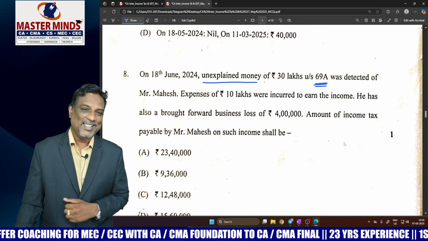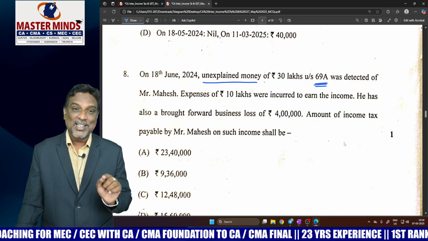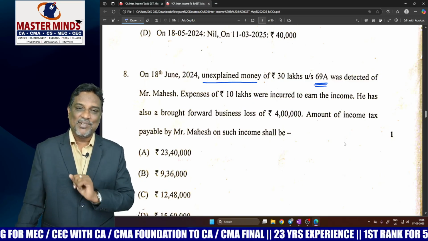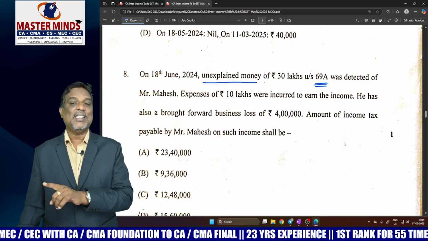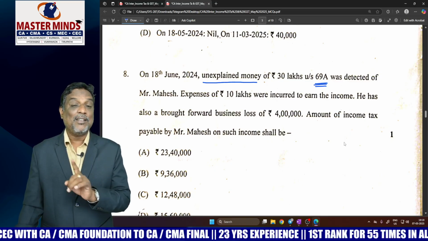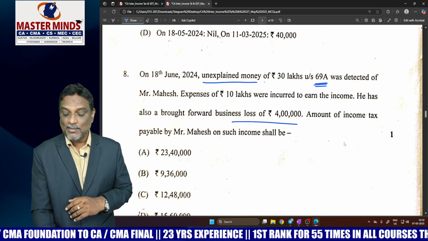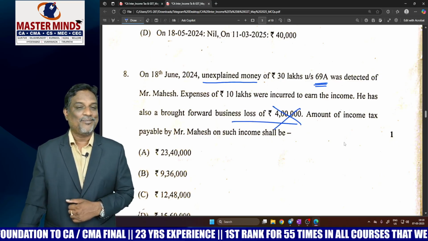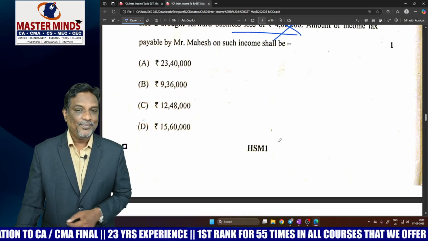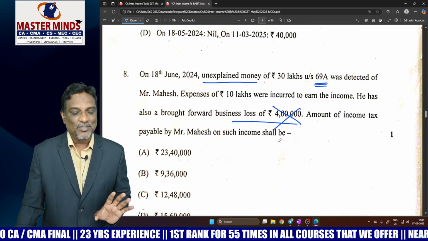Unexplained money, jewelry. Deemed income, taxable at 60% plus 25% surcharge plus education cess 4%. Total 78% tax rate will be applied for this. And no losses can be set off against deemed income. Have you understood? So this is the last MCQ.